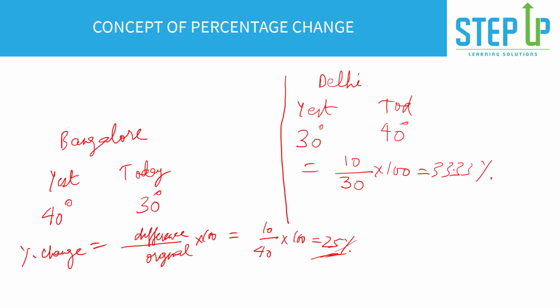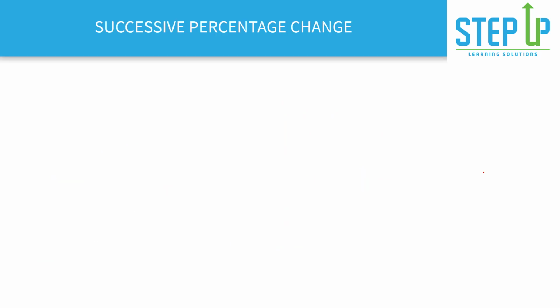So did you see the difference? Here the degree change is the same, but because the base was different, the percentage change comes out different. Very simple but important. Now let's move on to the concept of successive percentage change.